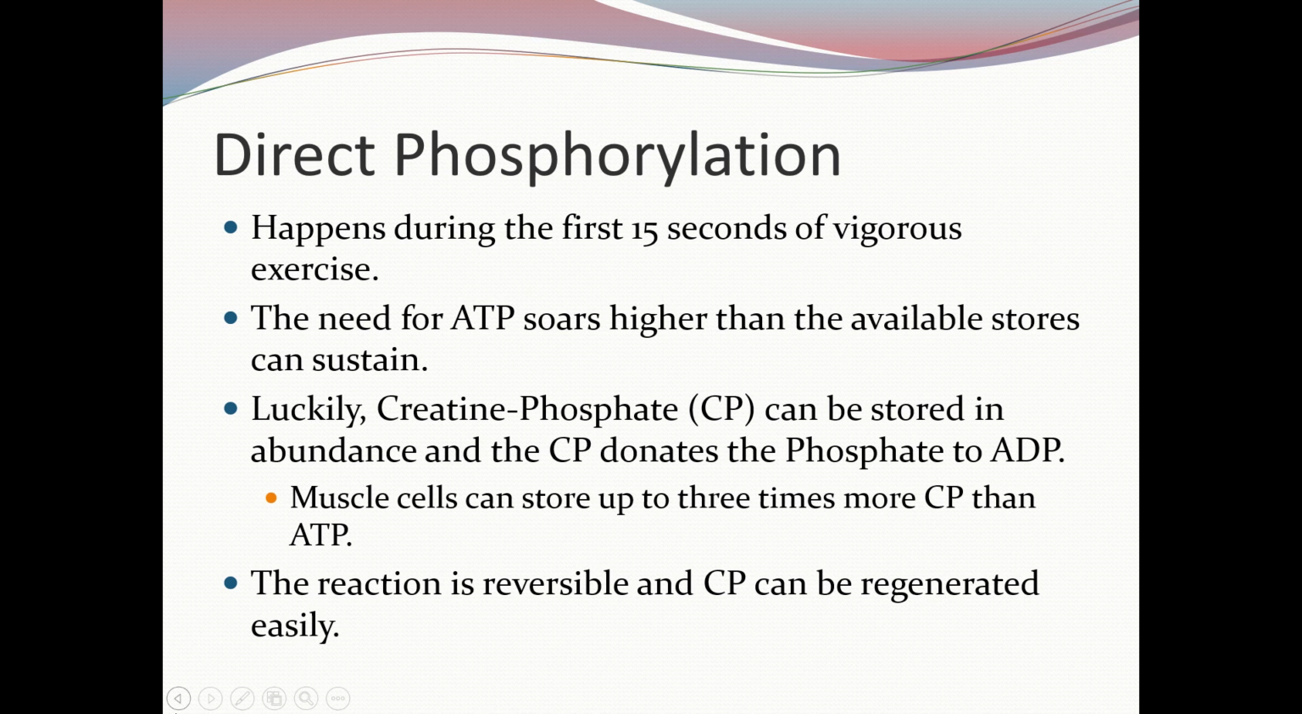This happens during the first 15 seconds of vigorous exercise. The need for ATP will soar higher than the available stores can sustain. Luckily, creatine phosphate can be stored in abundance, and the creatine phosphate will donate its phosphate to ADP. Muscle cells can store up to 3 times more creatine phosphate than ATP. This reaction is reversible, and inorganic phosphate can be reattached to creatine, and thus creatine phosphate can be regenerated easily.